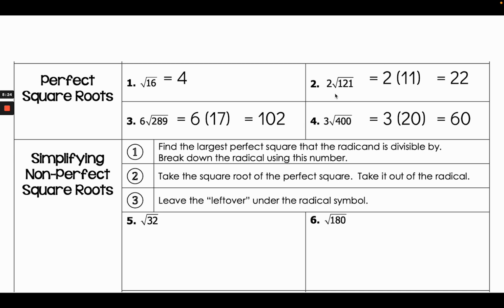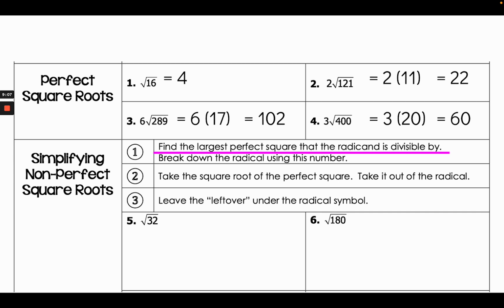If at any point you punch this into the calculator and you do get a decimal, you are going to simplify your square root, and this is what we call a non-perfect square root. So, number 5 is an example of a non-perfect square root. And we know that because if you try the square root of 32 in your calculator, you should get some number that is about 5 point something, because 32 is between 5 and 6.